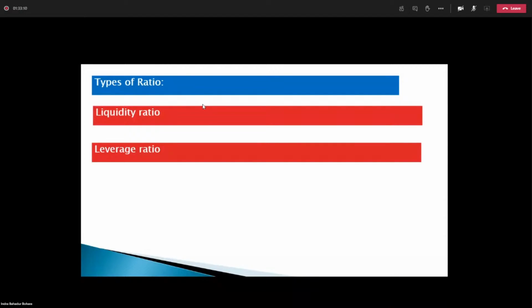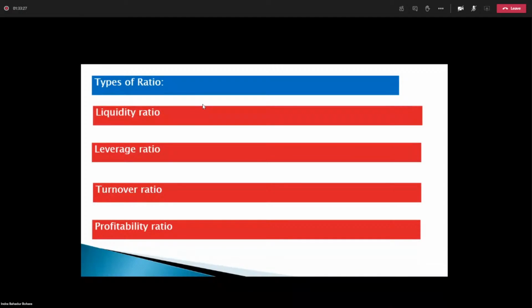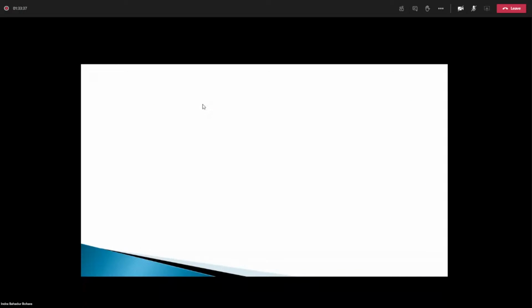Their values are calculated and expressed in pure ratio form, like 2:1. Another is turnover ratio. Its answer value is expressed in times, 4 times, 5 times, 10 times, like this. And the last one is profitability ratio, and the profitability ratios are calculated and expressed in percentage. Now, first we are going to discuss liquidity ratio.